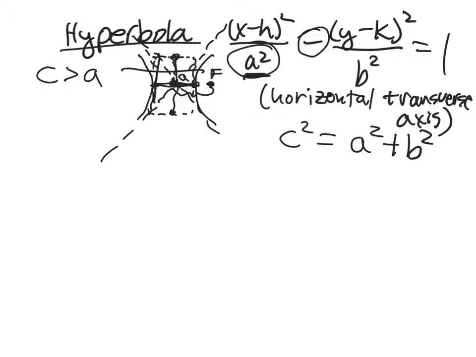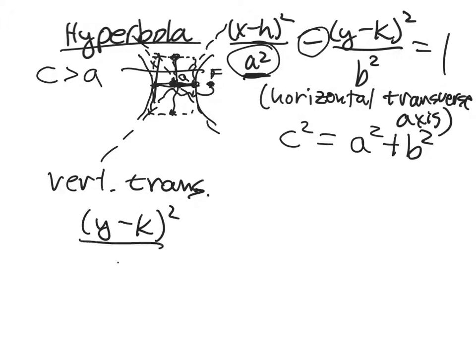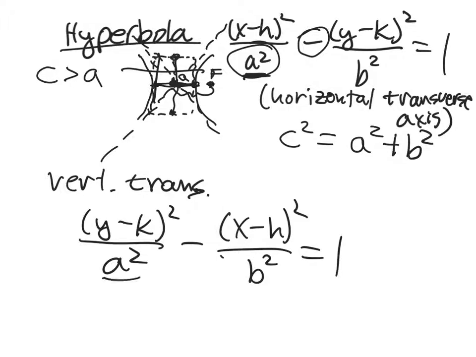Okay, and that's for the horizontal transverse axis. The vertical transverse axis, that's going to have the y as the positive part minus the x part. And again, A could be bigger, A could be smaller than B. So that would be the vertical transverse axis.